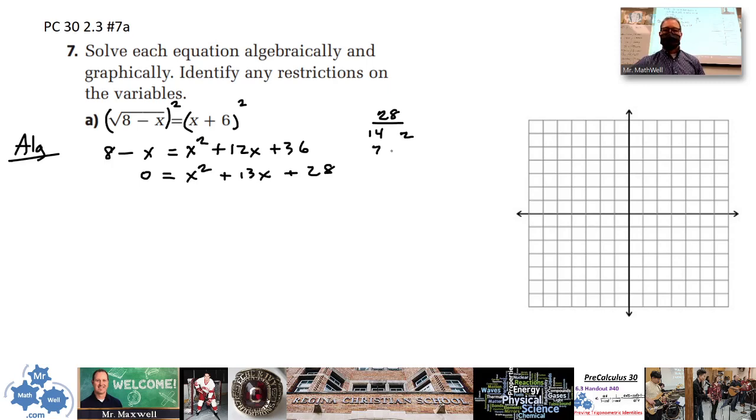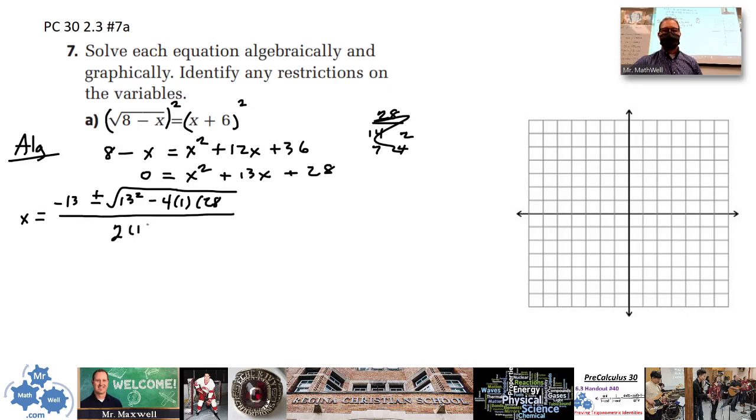We've got 7 and 4. That's going to add up to 11. So can we get to 13 anyhow? 13 is 10 and 3, 12 and 1, 6 and 7, 8 and 5. No, that doesn't get there. So what we're going to need to do is explore our quadratic formula. x equals negative b, that's negative 13, plus or minus the square root of b squared minus 4 times a times c, all over 2a.